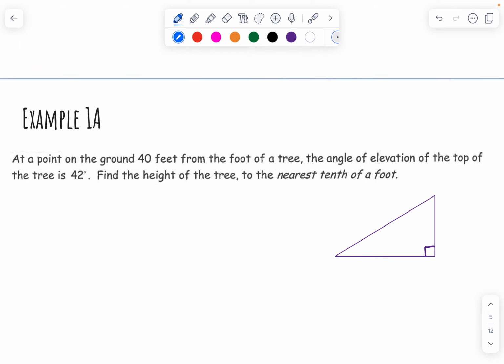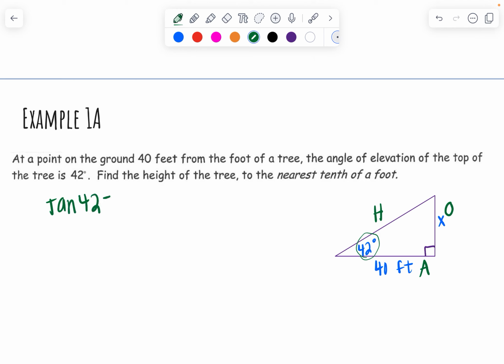So at a point on the ground 40 feet from the foot of a tree, the angle of elevation of the top of the tree is 42 degrees. So we're going to put that in here. And it said on the ground is 40 feet. And they want to know the height of the tree. So we have our reference angle, hypotenuse, opposite, and adjacent. We're using opposite and adjacent here, so we're using tangent.